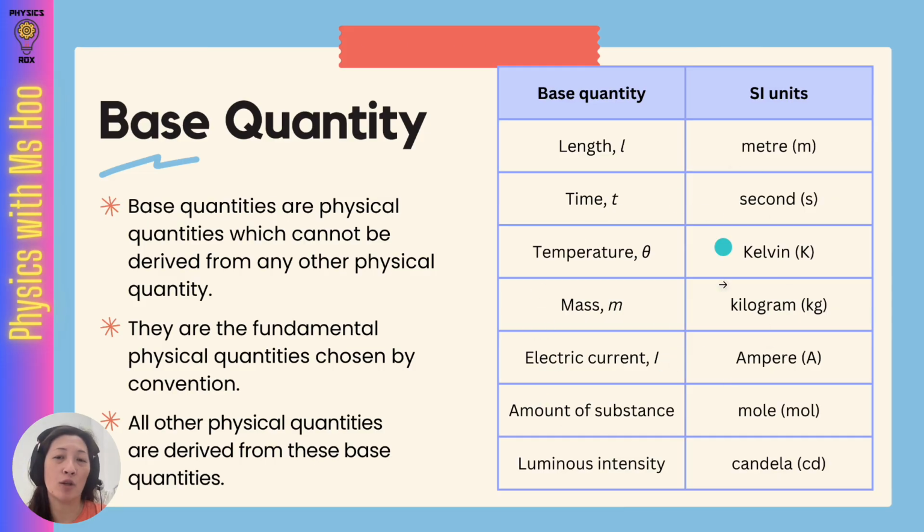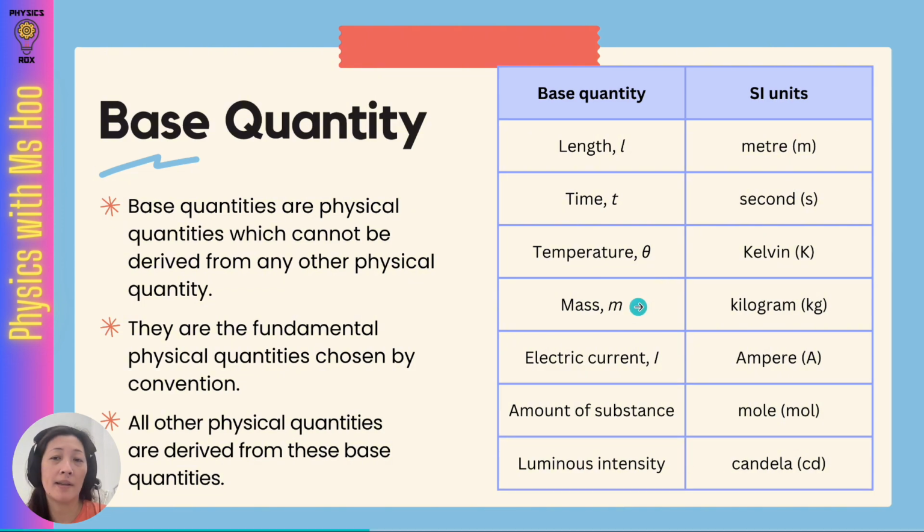So these are the 7 base quantities and their corresponding SI units. Length, measured in meters. Time, measured in seconds. Temperature, measured in Kelvin. Mass, in kilogram. Electric current, in ampere. Amount of substance in mole, and luminous intensity in candela.